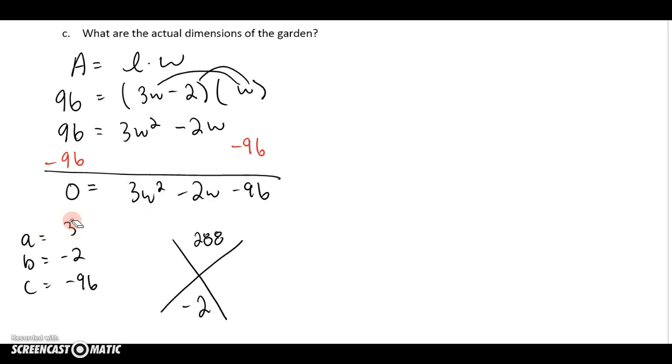That should make this better. So now a 3 times a -96 is a negative now. All right, what I do know now is that one of these has to be positive, one has to be negative. I'm looking for numbers that multiply to make 288 that have a difference of 2. So I'm looking at two numbers that are pretty close.